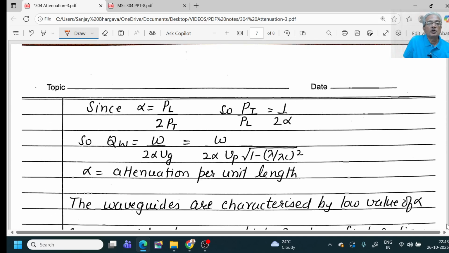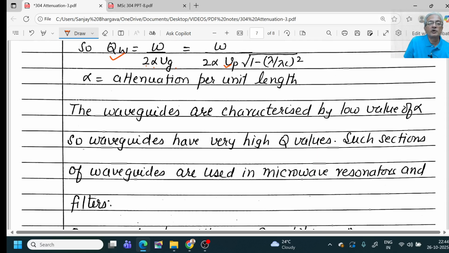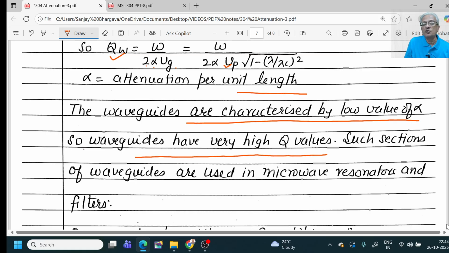Since alpha is equal to PL upon twice Pt, Pt upon PL would be 1 upon 2 alpha. So QW can be written as omega upon 2 alpha Vg. Vg can be written as Vp into under root of 1 minus lambda by lambda c whole square. Vp is nothing but the phase velocity. Alpha is attenuation per unit length. The waveguides are characterized by low value of alpha. So waveguides have very high Q values.